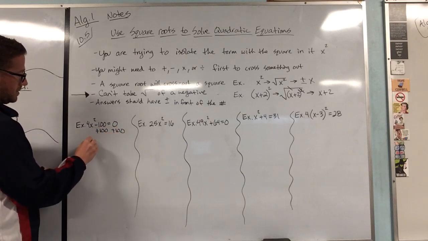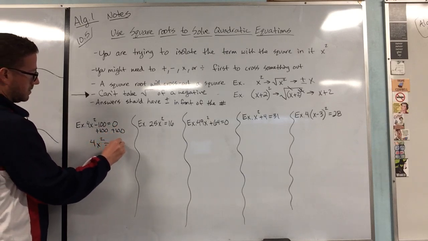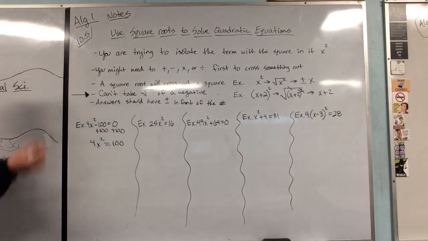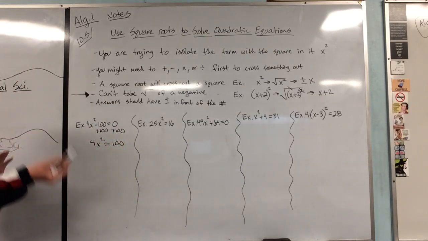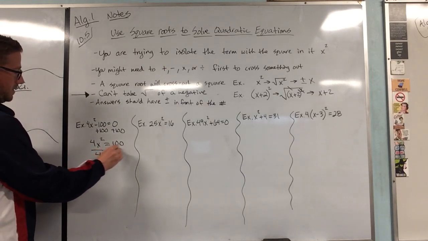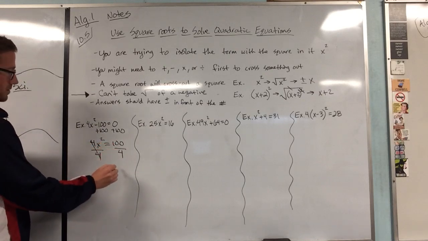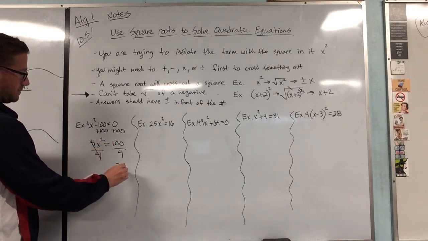All right, and that's going to get us down to 4x squared equals 100. Okay, now we got to get rid of that 4, and the opposite function of that would be division. So we divide both sides by 4. 4's cross out, 100 over 4 is 25.